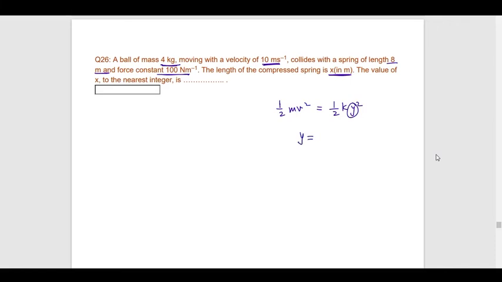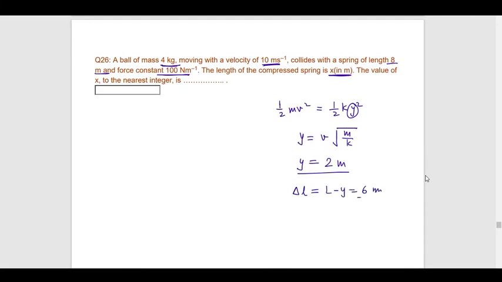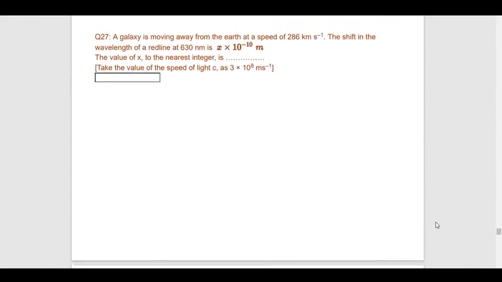So if we want to find out the value of compression, that will turn out to be v times root of m by k, right? Putting all these values, v is 10, m is 4, and the value of k is 100, we are going to get the value of compression, that is y, as 2 meters. Okay, so what is the amount of compression? 2 meters, and therefore the final length will be original length minus compression, that is 8 minus 2 or 6 meters. So your final answer is 6 meters. Okay, so let's observe our next question.